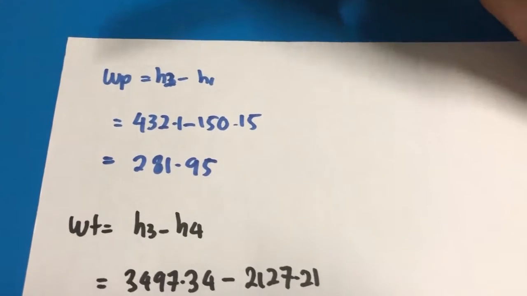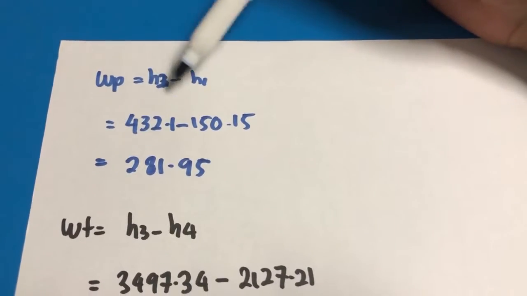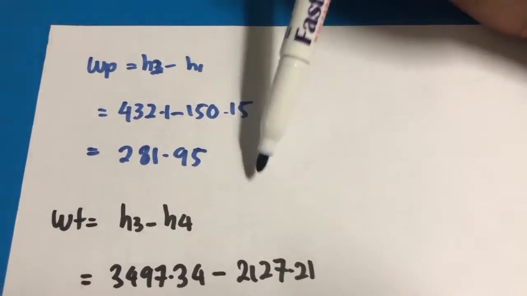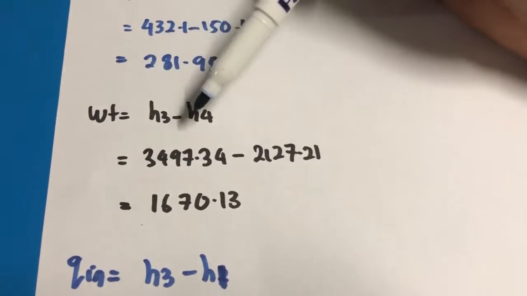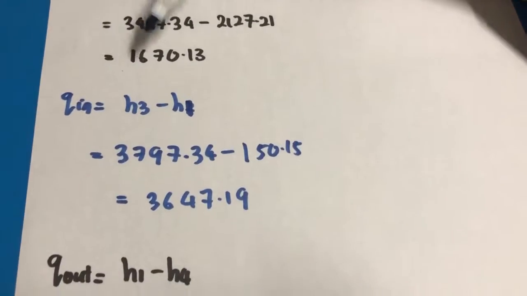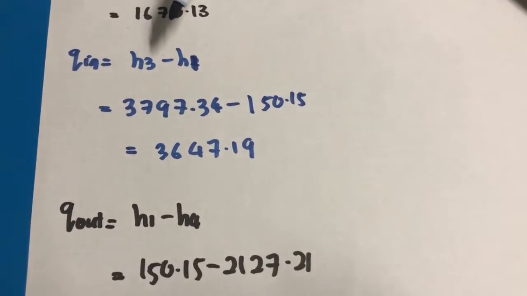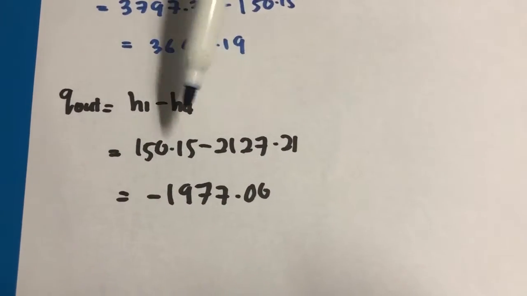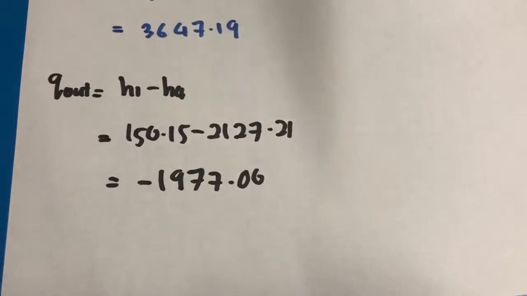This is how we calculate the work pump, using H2 minus H1 from the calculation before, and the work turbine, H3 minus H4. From the calculation before, we get the work turbine. Q in is H3 minus H2, and we get the heat in. And Q out is H1 minus H4, and we get negative 1.7706.